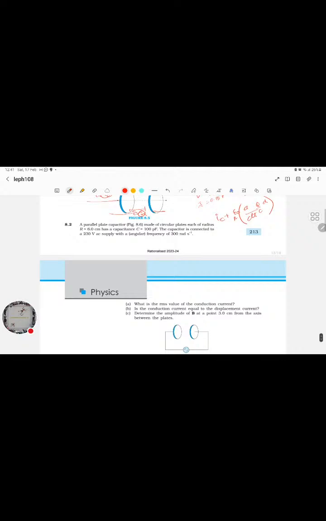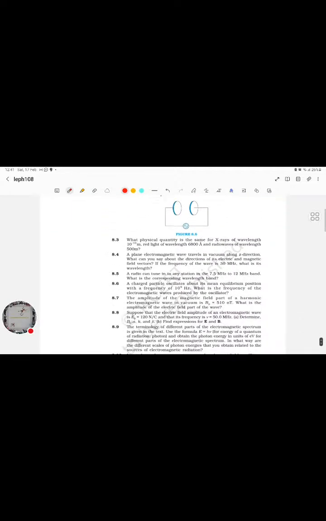And then I'm having a parallel plate capacitor made of circular plates, each of radius r equal to 6 cm. Capacitor is connected to a 230 volt supply with the angular frequency of 300 radians per second. What is the RMS value of the conduction current? Root mean square value is the peak value divided by root 2, I think it's 230 by root 2. Is the conduction current equal to the displacement current? So conduction current can be calculated as... Determine the amplitude of B at a point 3 cm from the axis between the plates.